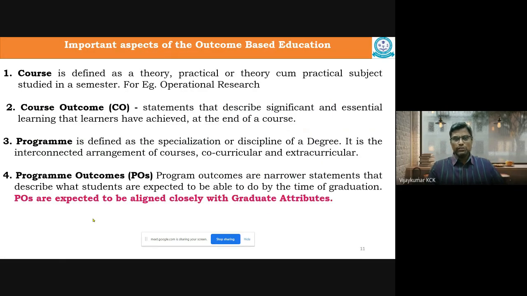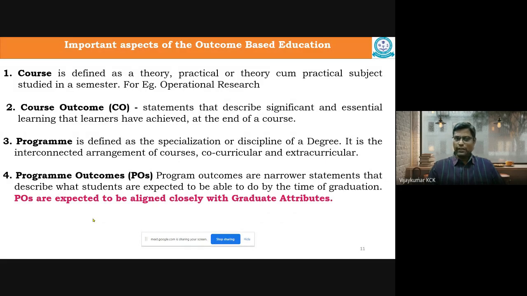And these are some of the jargons. I will just rush through it. I don't want to bore you with many of the terminologies which are very familiar to all of you. The course means a theory, practical, or theory-cum-practical thing, maybe like operation research or electrical technology or engineering mathematics or whatever it is. The next is course outcome, the statement that describes the significant essential learning that the learners have achieved at the end of the course. The expected outcome after completing the course, that is what the course outcome is.